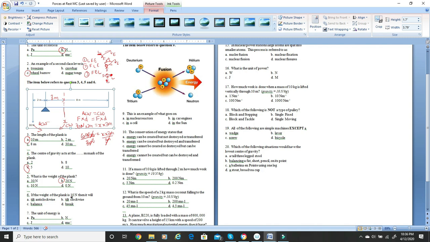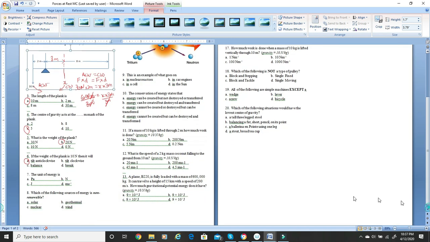If the weight of the plank is 10 newtons, then it will tilt. Will it tilt anti-clockwise? Will it tilt clockwise? Will it balance, or will it break? Now, the weight is on the clockwise side, right? So if the weight is 10, then this will give us only 30 and not 60. So therefore this side will be heavier than this side, and so it would tilt anti-clockwise. So there's a lot of thinking going into that.